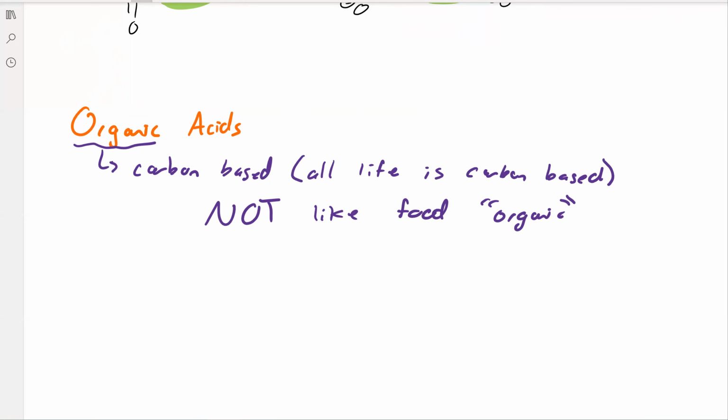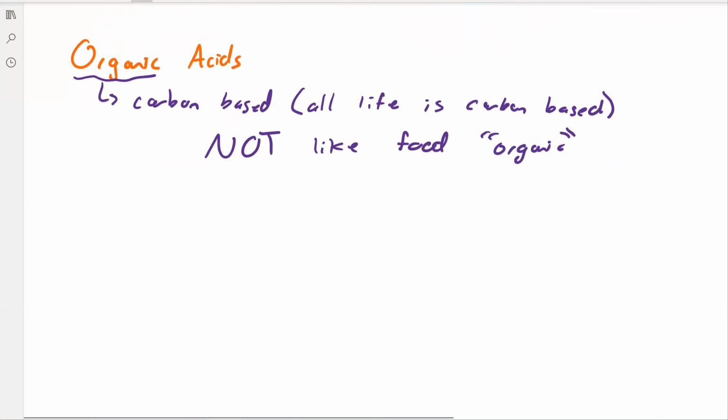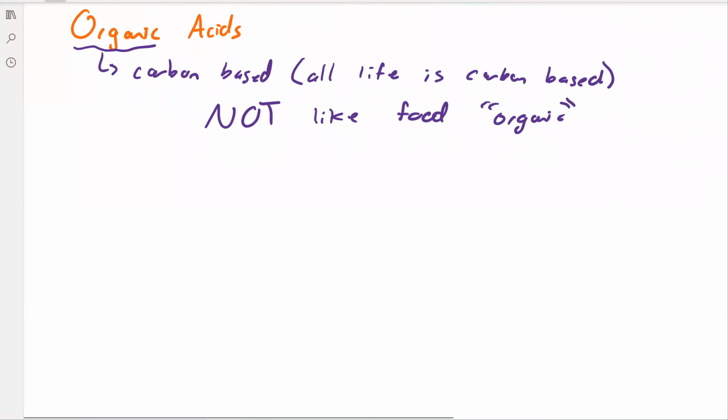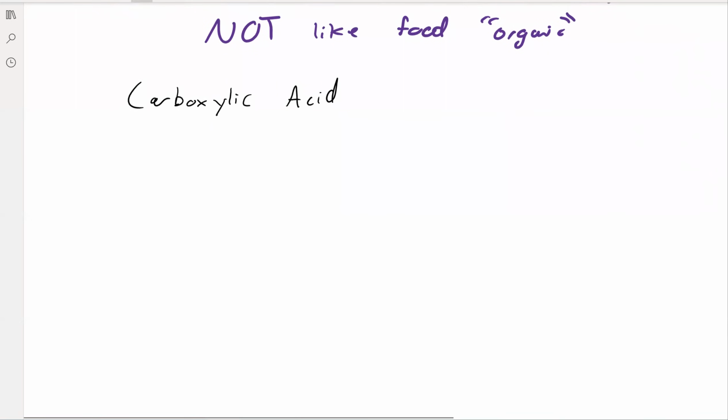And it's kind of the opposite. In organic chemistry, we're actually the ones that make all the artificial pesticides and whatnot that organic foods don't use. So don't get it confused with organic food. It's a different topic, and it just basically means carbon-based because all life is based on carbons. And so for the organic acids, by far the most common one is the carboxylic acid functional group. So this is a small part of the molecule that is acidic.